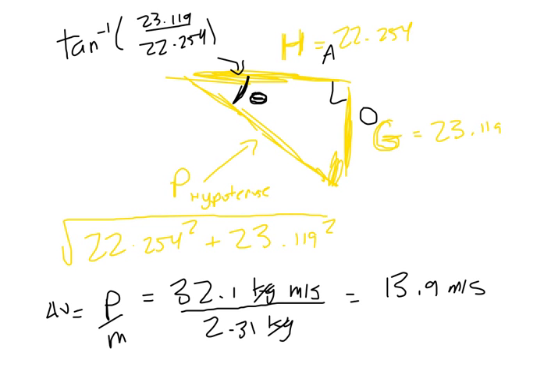So inverse tan 23.119 divided by 22.254. And I got an angle of 46 degrees, basically. So that would be, I'm going to write it like this. It was going mostly east, and it was going 46.1 degrees south. And we are finally done. And that one sucks.